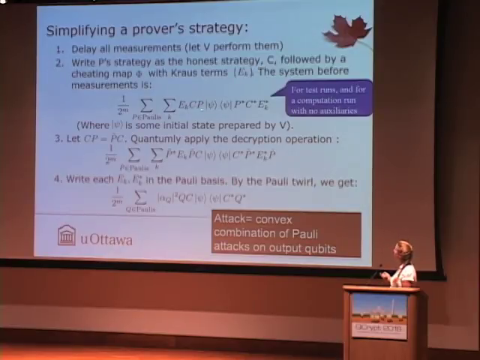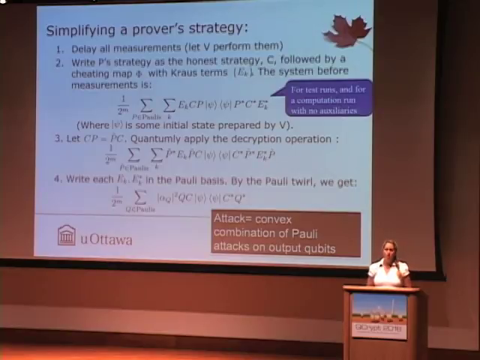So we have the encrypted state, the honest thing, the attack. And then let's quantumly decrypt with P tilde star, which is computed by the key update rules that we've seen. And this gives us a Pauli twirl on the attack, which is really great. Because when we write the attack in the Pauli basis, we can simplify everything to be this simple expression. So all we need to do now is to analyze the Pauli attacks.